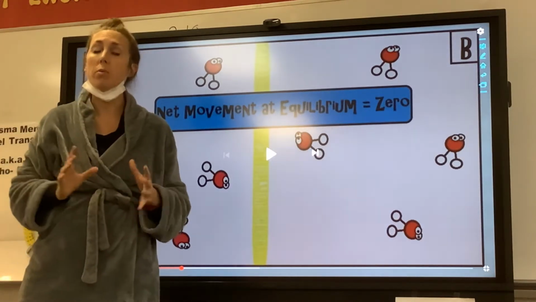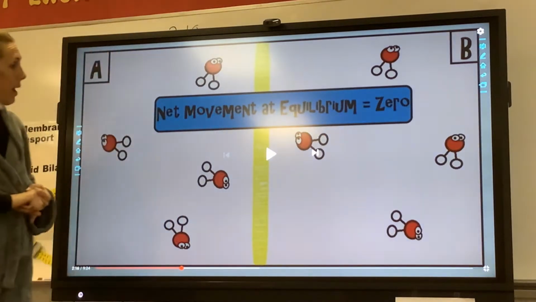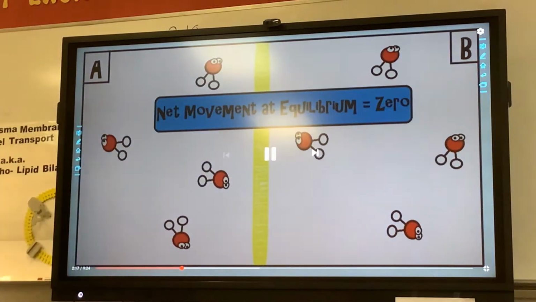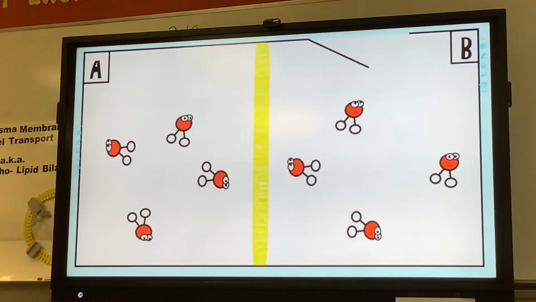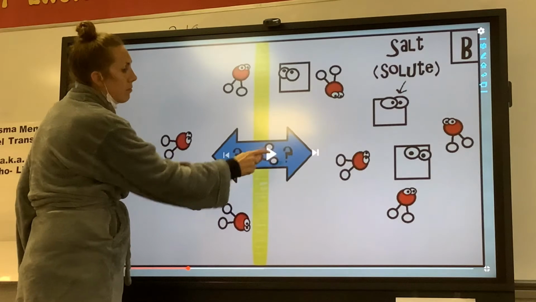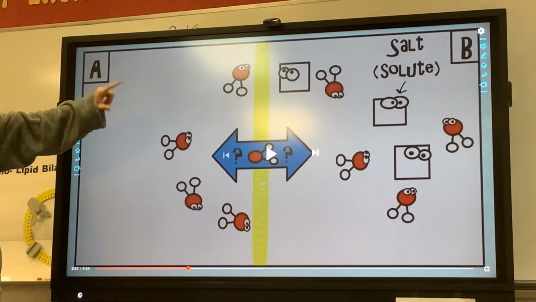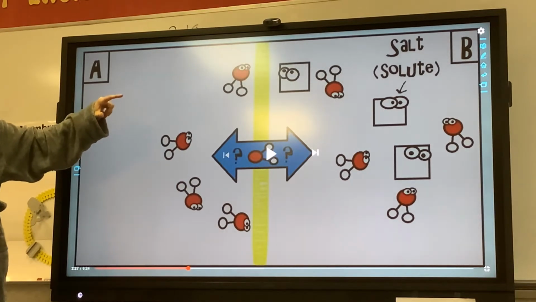And this is only when it's in homeostasis, when it's at equilibrium. Now we're going to talk about when it's not in equilibrium, meaning the overall change in direction of movement is 0. Now let's imagine on side B, you dump a huge amount of salt there. How many salts? The salts are the white squares. Those are the solute particles.